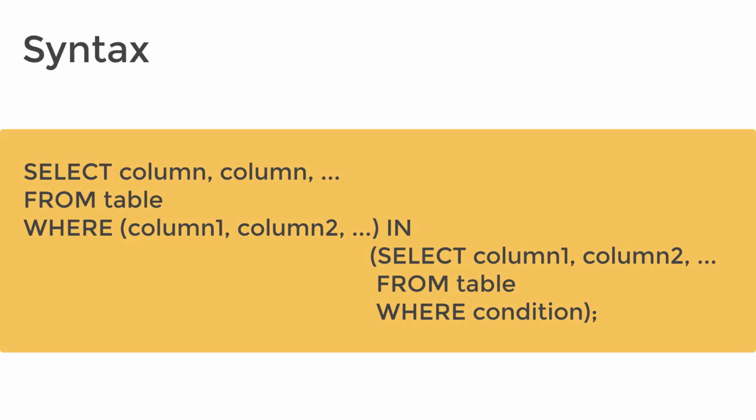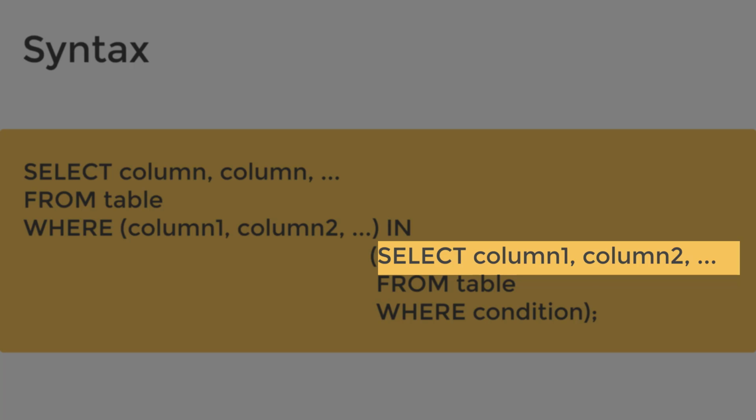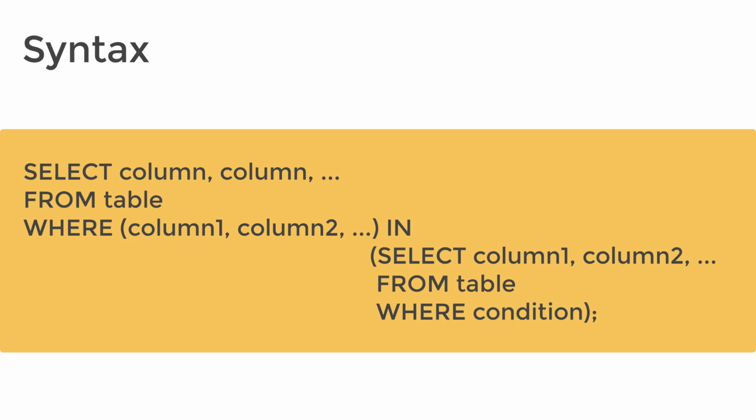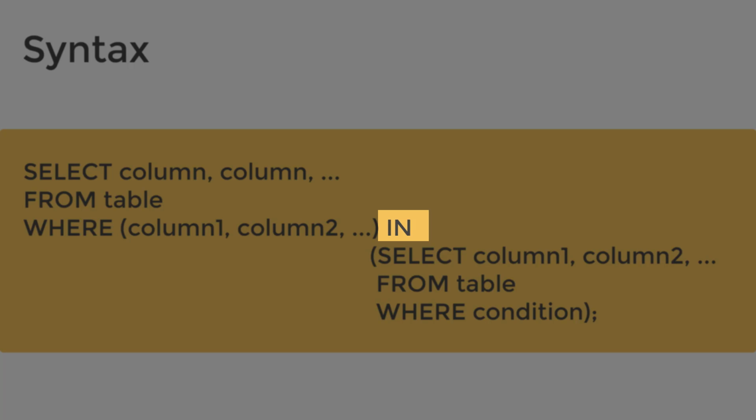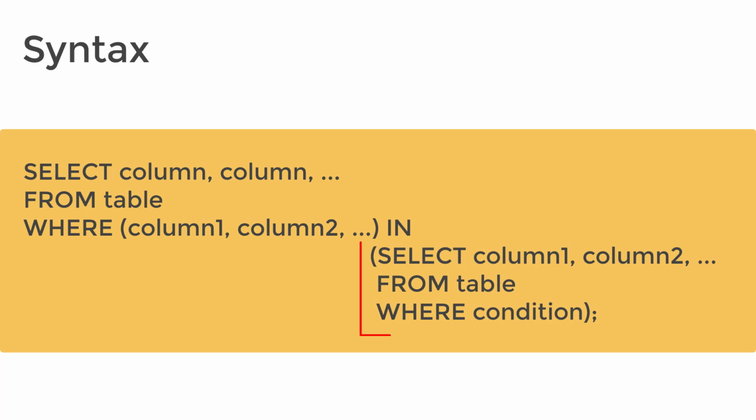The syntax for the multiple column subquery is as shown. A multiple column subquery returns more than one column to the outer query and can be listed in the outer query's FROM, WHERE, or HAVING clauses. The IN operator is used to check a value within a set of values. The list of values may come from the results returned by a subquery.